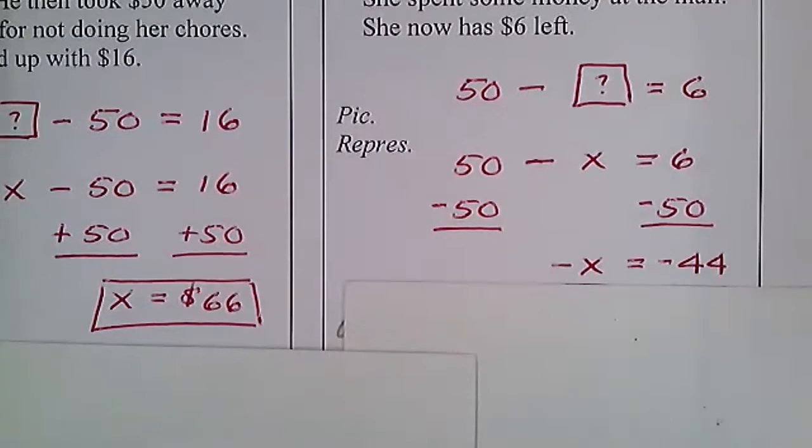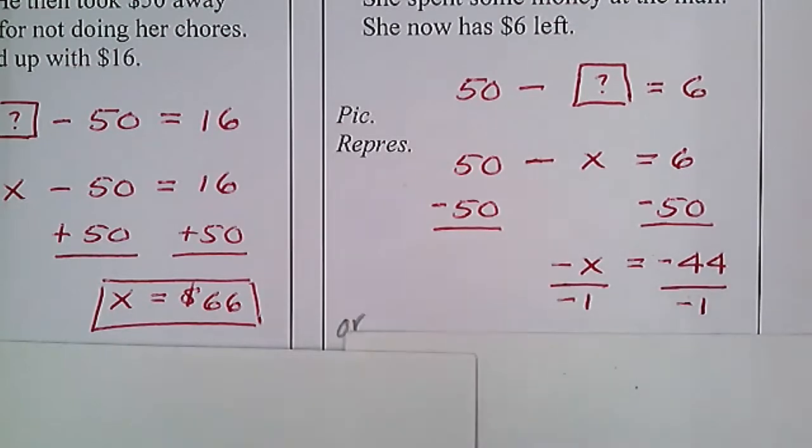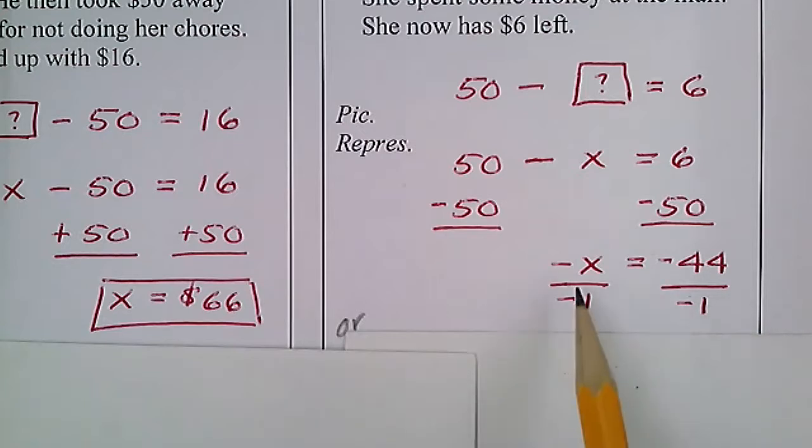But when we're solving equations, remember, we can't have our variable in our final answer with a negative. To get rid of this negative, this is really like a negative 1, so we want to divide both sides by negative 1. So these negatives change this to a positive, and these change to a positive.